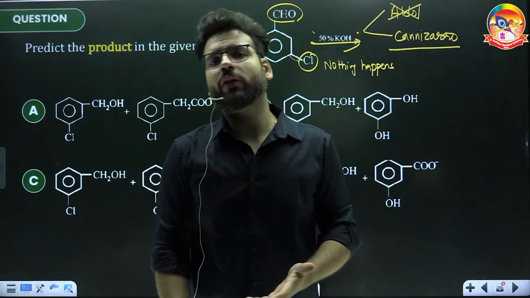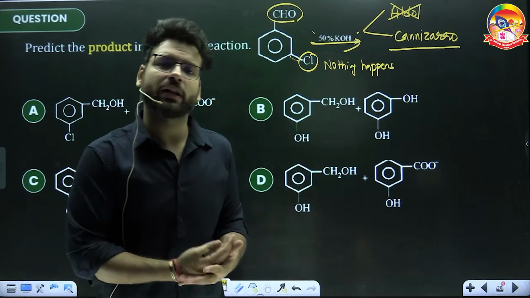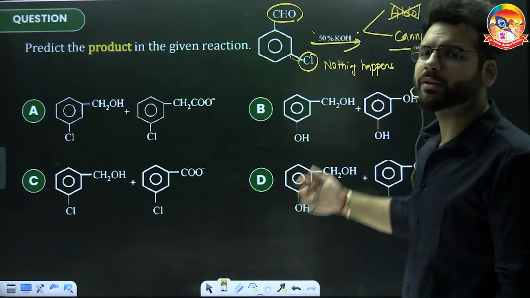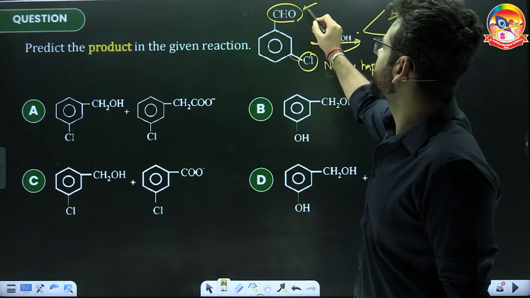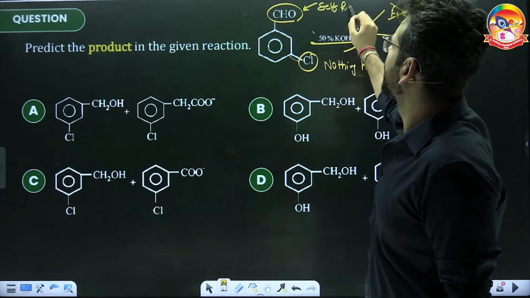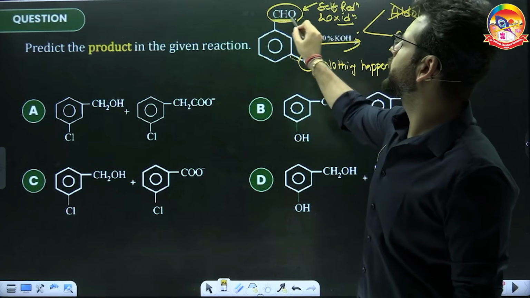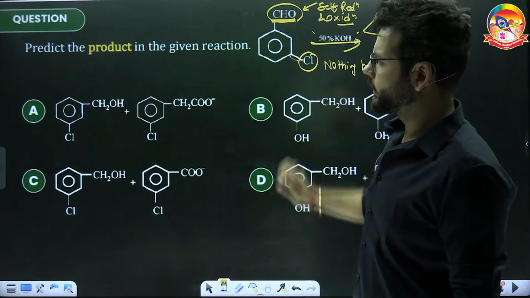Now, if they gave you like 300 atm pressure and 623 Kelvin, you could have substituted this. But in this case, nothing will happen because just 50% KOH is mentioned. So just do a self-reduction and oxidation. So it will become benzyl alcohol and benzoate.